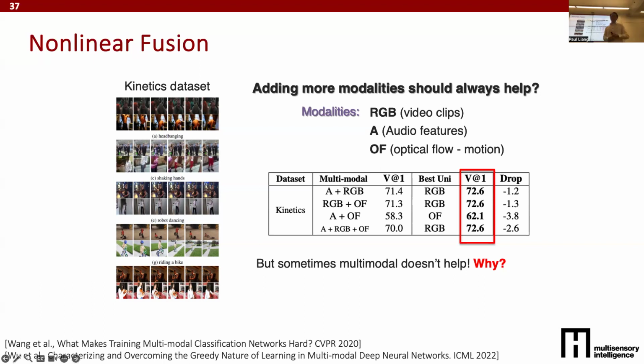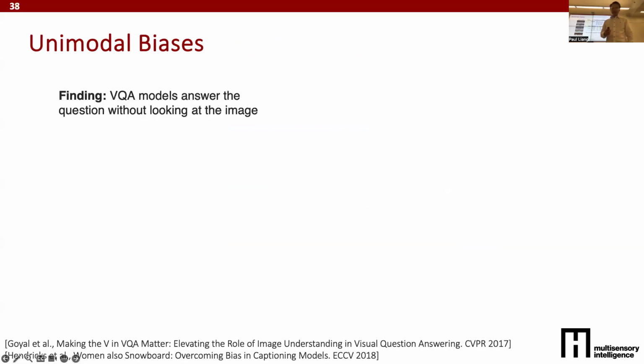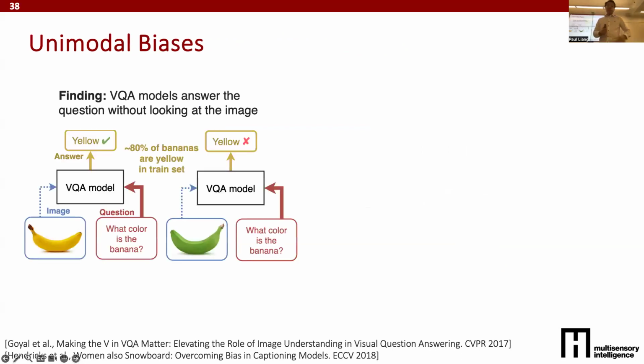So you might have collected a bunch of modalities, spent a lot of time curating data, training bigger models, but sometimes it doesn't outperform these unimodal models. And there are several reasons for this. One reason is unimodal bias. One example is if you train visual question answering models using images of bananas and ask what color it is. Because you always see yellow bananas in your training data, you'll just look at the question, what color is banana, and say yellow without actually looking at the image. So you give it a green banana, it will still say yellow.